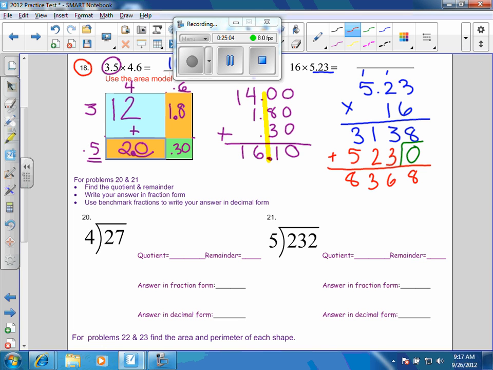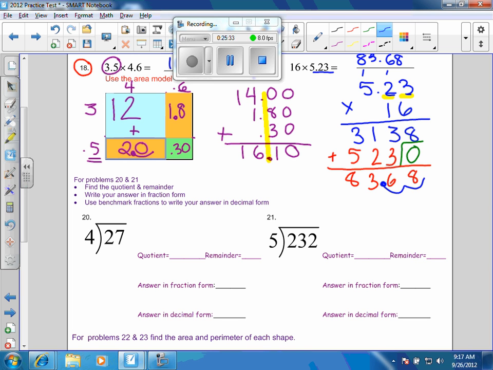Talk to me about decimals. It would be because you have 2 decimal places. You're going to move in from the right between the 3 and the 6. Okay, so this is 83 and 68 hundredths. Let's jump to the area at the bottom of the page.